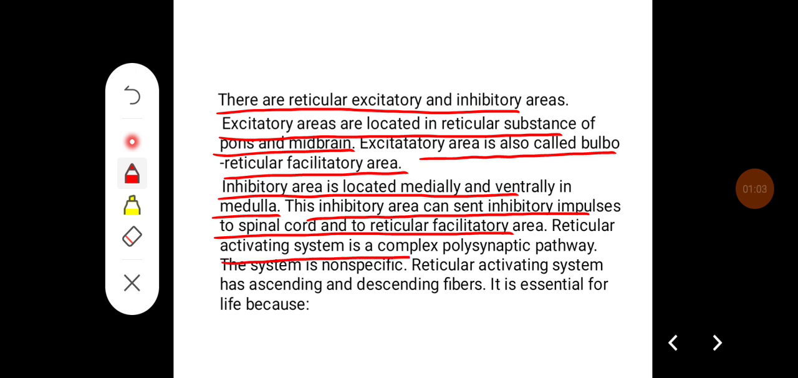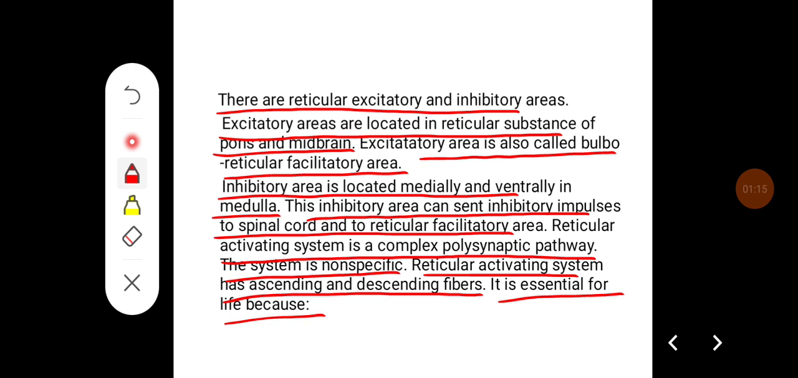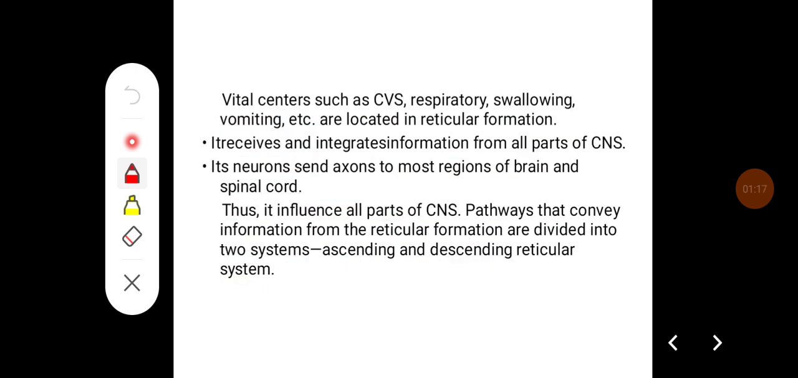Reticular activating system is a complex of polysynaptic pathway. The system is non-specific. Reticular activating system has descending and ascending fibers, and it is essential for life because vital centers such as CVS, respiratory, swallowing, vomiting, etc. are located in the reticular formation.